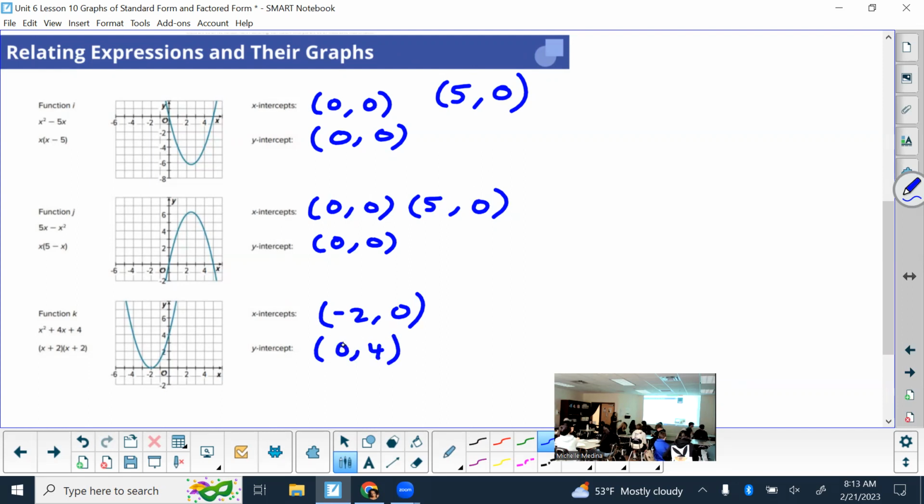All right, so in that one, there just happened to be one x-intercept. Are we noticing patterns? In the equation, in the way it's set up, hopefully you are. If not, it'll probably be explored in lesson 11. So make sure you do your practice.